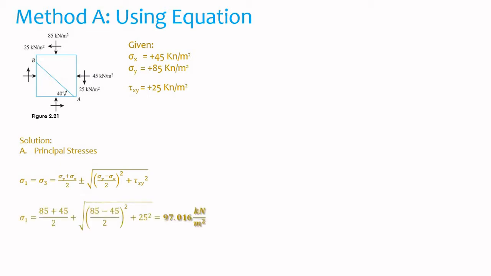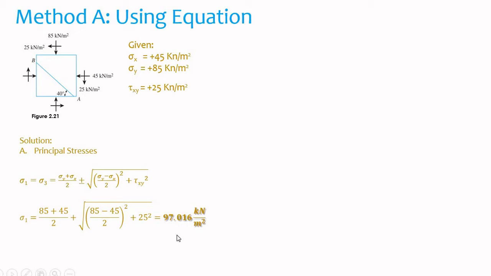So since we are solving for the major principal stress, we use the positive. So that is (sigma y is positive 85, sigma x is positive 45) divided by 2 plus the square root of the quantity (sigma y is positive 85 minus sigma x is positive 45) divided by 2, the quantity squared, plus tau xy is positive 25 squared. So this is 97.016 kilonewton per meter squared.